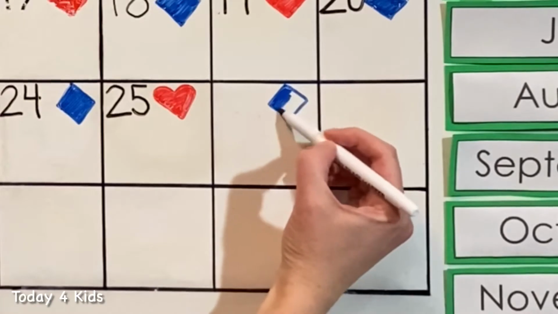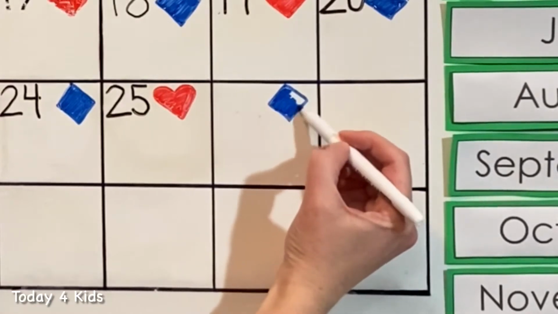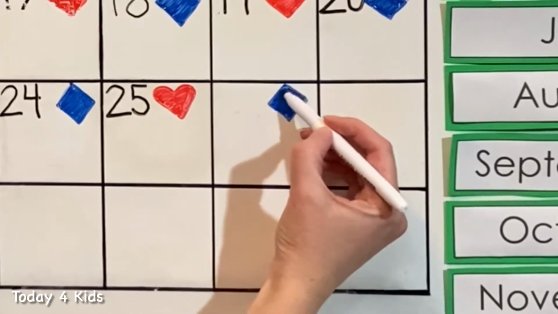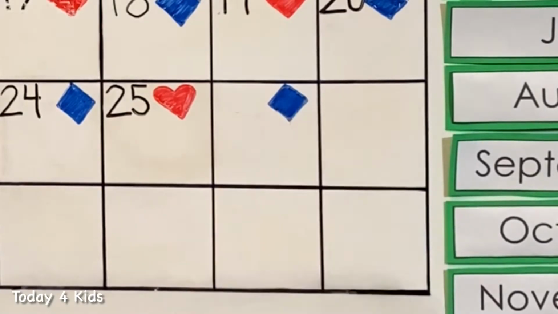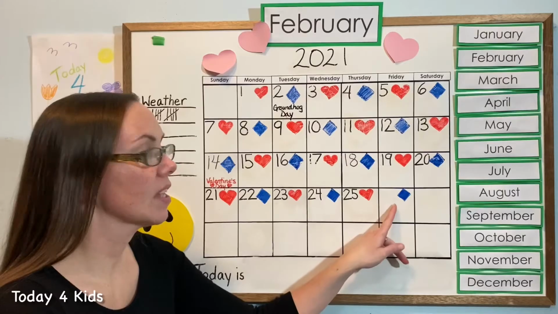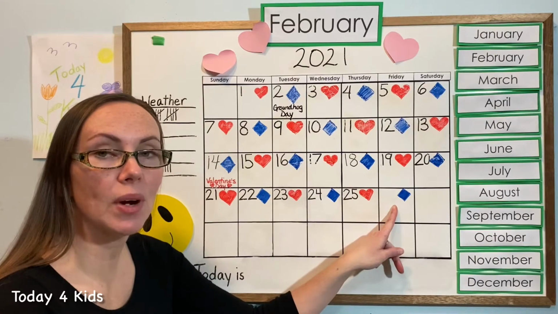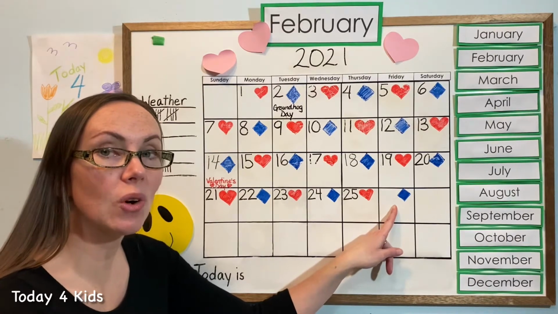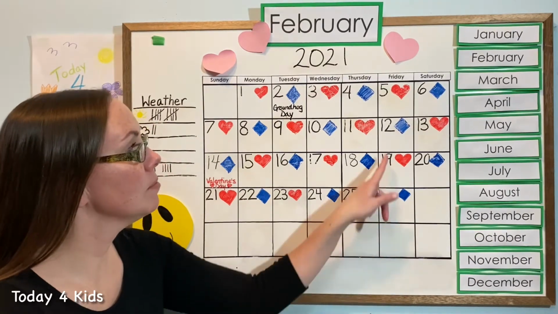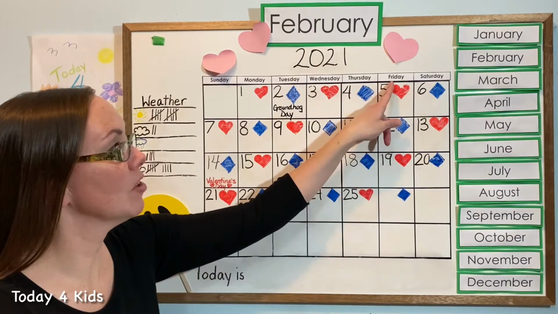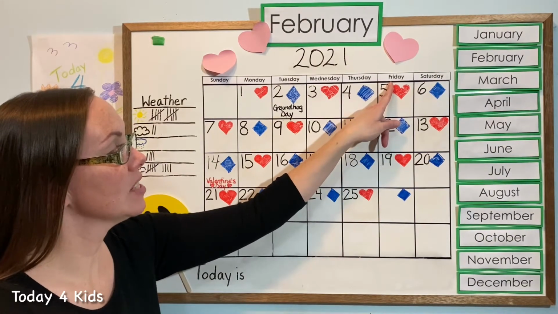You don't have to use a rhombus and a heart if you want. You can use squares, flowers, anything you'd like. Now that we've put our blue rhombus in our square, we can figure out the rest of the information for our date. Let's go up the column to the top so we can find out what the name of our day is. The name of our day is Friday.